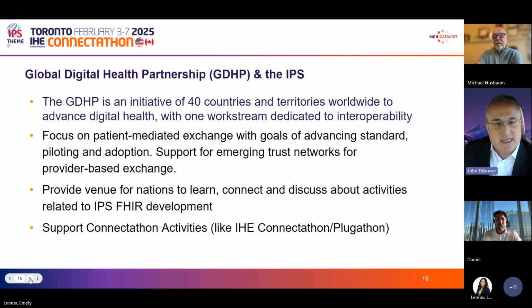GDHP was formed in 2018, but has grown to those 40 different members over time. The original focus for IPS was patient-mediated exchange, which is being able to get that advance from the standard, allowing patients to carry their data with them for travel or for other purposes. But we have seen really some support in the last 2 years around emerging trust networks like the GDHCN for the provider-based exchange of that information as well, which uses a whole host of IHE profiles for the exchange of that information. GDHP provides a venue for nations to learn, connect, and discuss activities related to the IPS FHIR standard, but also to the other IPS standards as well, and support for Connectathon activities.